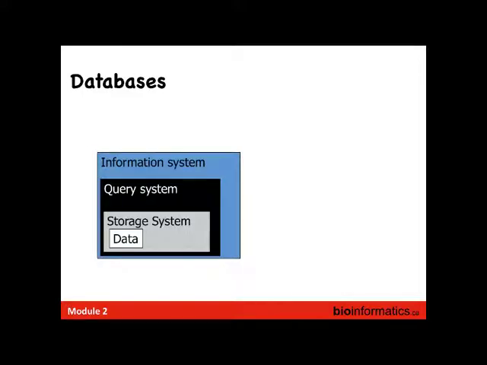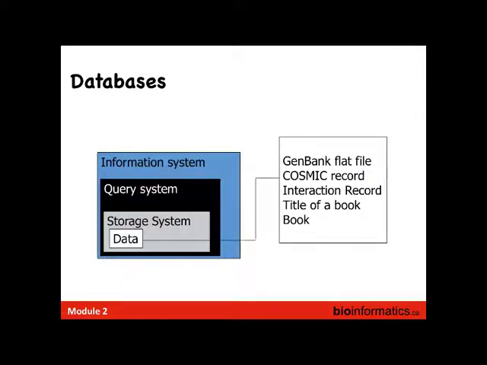So databases, you can think of them as different layers of complexity. You have data. For example, a GenBank flat file, a COSMIC record (COSMIC we'll talk about a bit later), an interaction record, a protein-protein interaction, a title of a book or a book itself. So that's your data in your database.